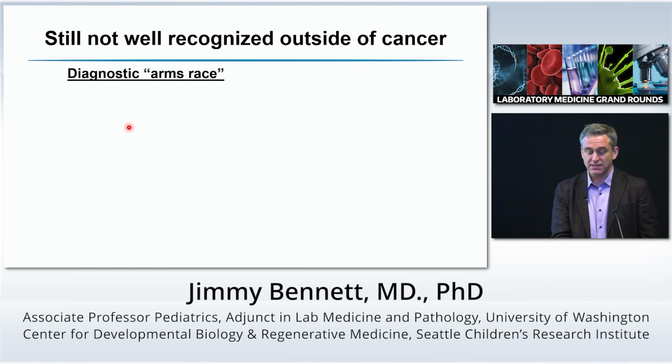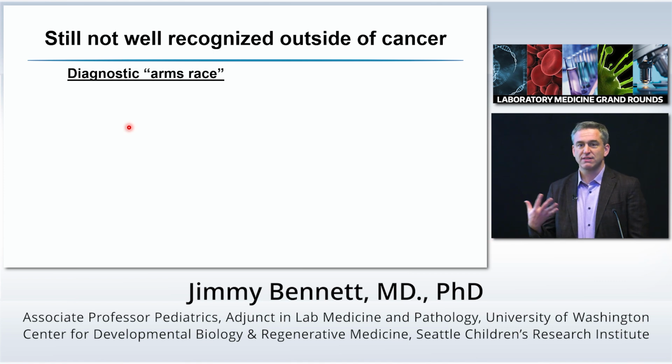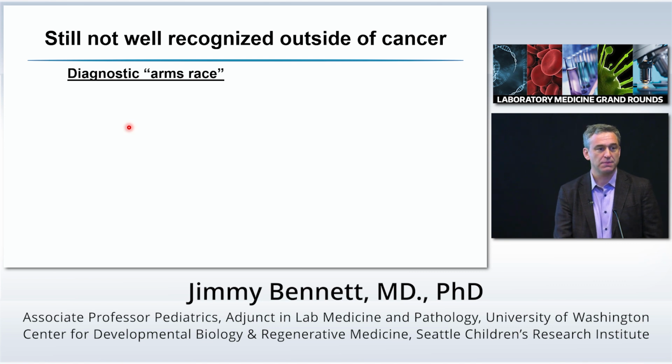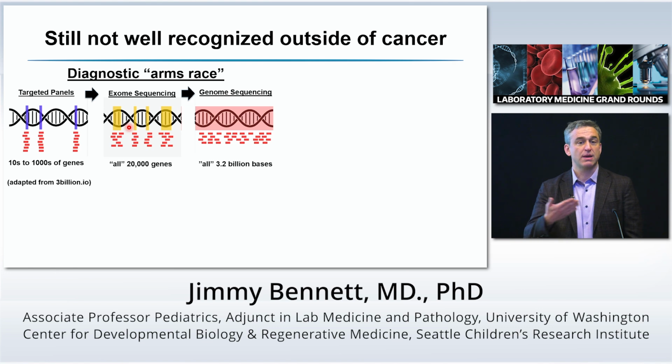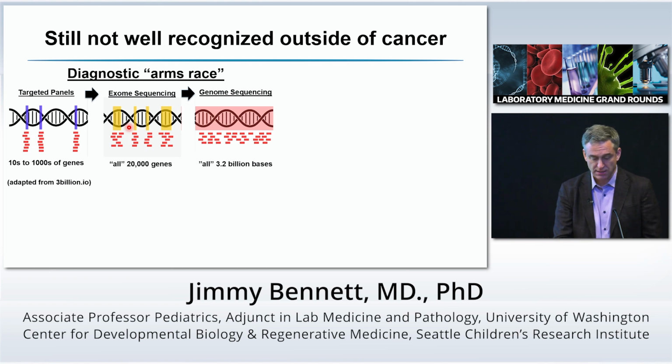But it remains still less well recognized outside of cancer. And I think, like in pediatric genetics, when I go to pediatric genetics meetings, there's this feeling of an arms race that has happened in diagnostic genetics. You start off with targeted panels. If that's negative, maybe we can sequence all the genes through an exome. People say if the exome is non-diagnostic, maybe we should sequence all 3.2 billion bases of the genome.